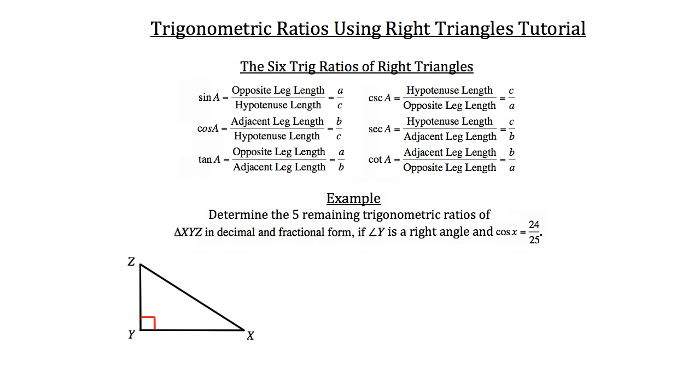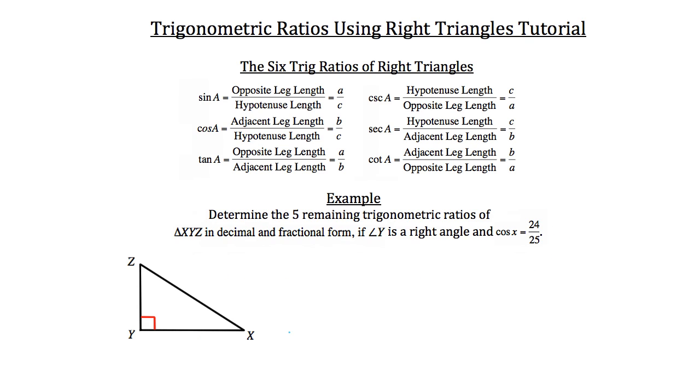Here's our first example. What I'd like you to do is determine the 5 remaining trigonometric ratios of triangle XYZ in decimal and fractional form, if angle Y is a right angle and the cosine of X is equal to 24 over 25. So remember, cosine of X is this guy here. And cosine of trig functions tells you to take the adjacent leg length over hypotenuse. So this is our adjacent over our hypotenuse.